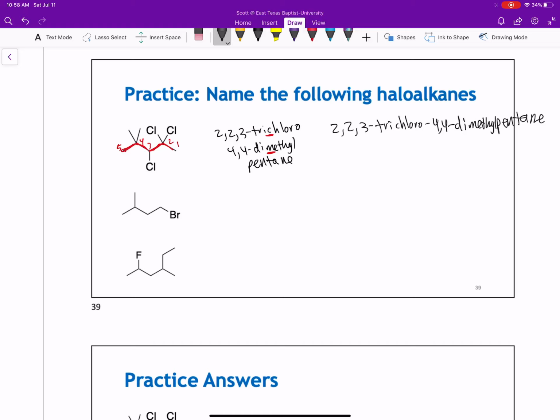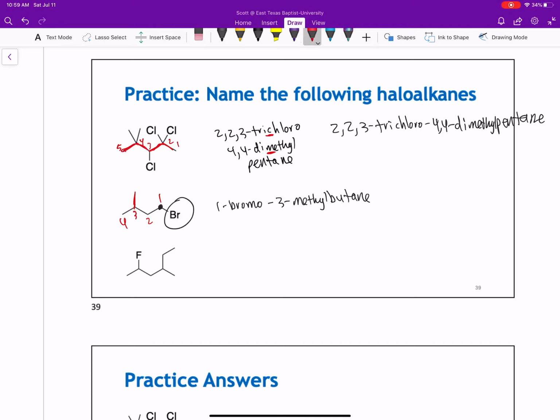For the next one, don't get confused. You have a bromine at carbon 1, and you have a methyl off of carbon 3, so that's going to be a 1-bromo-3-methylbutane. So sometimes that gets confusing whenever they're hanging off of carbon 1. It's easy to forget that you would start numbering there because you have a substituent or a group coming off of carbon 1. And then also a methyl off of carbon 3.